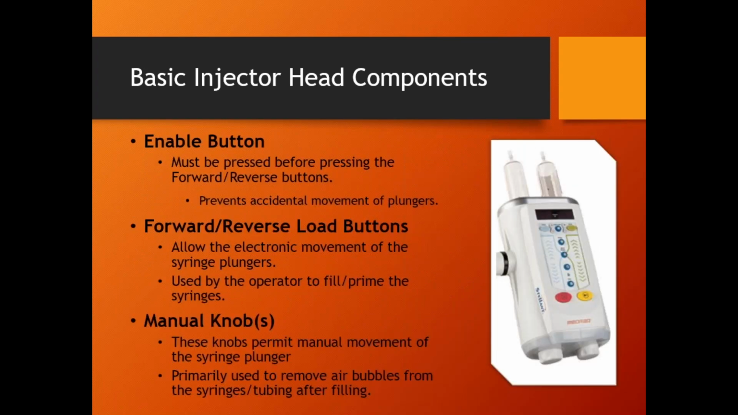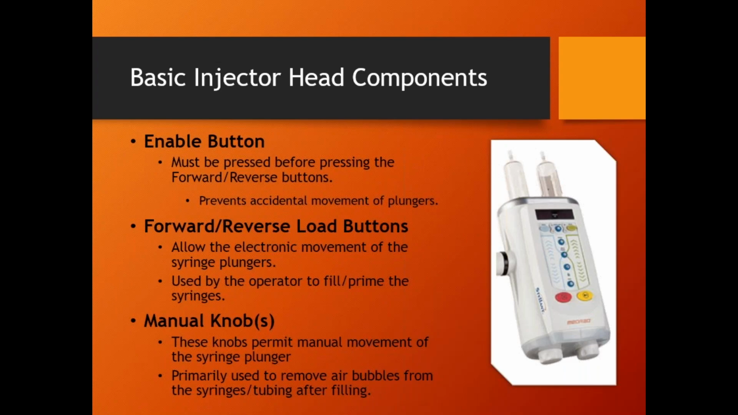Which one are we at? The enable button, that's this button right here. The enable button, as you guys can see, you can manually move these pistons forward and reverse with these forward and reverse arrow keys here. But for safety reasons, because if we're connected to the patient here, these buttons don't work until I hit the enable button. Now they work. Because we don't want somebody to grab the injector head and move it and accidentally move the pistons while we're connected to the patient. So we have to hit the enable button to make that happen, and it goes out after about 5 seconds, and then we're good to go again. So that's the enable button.